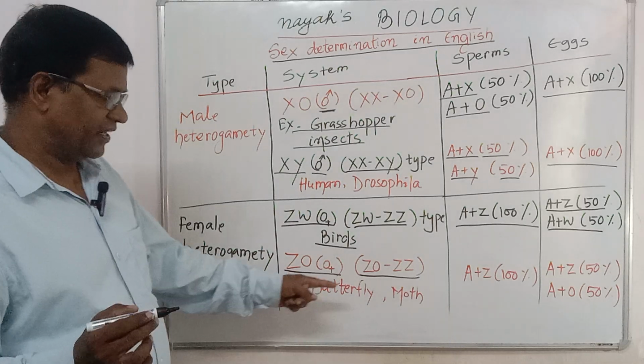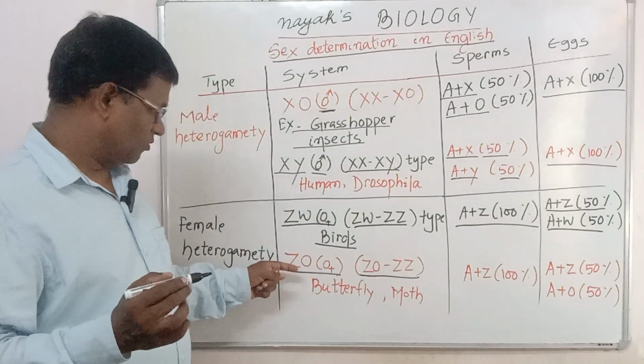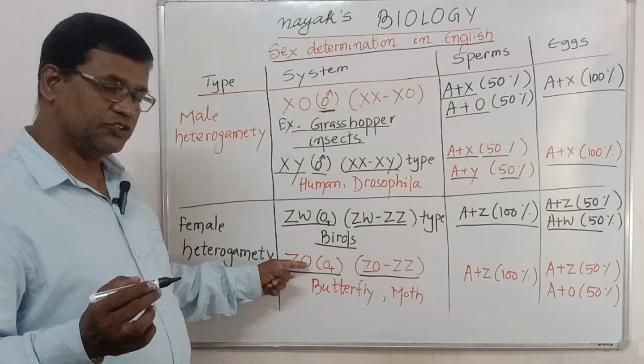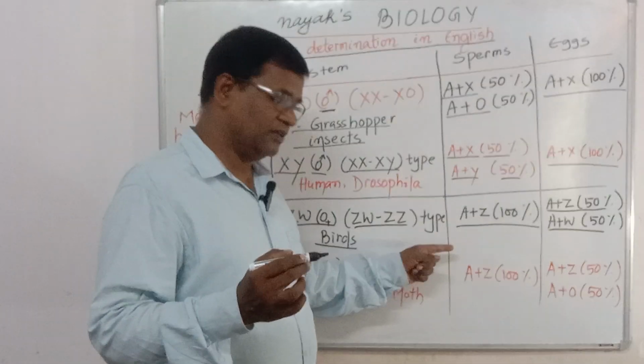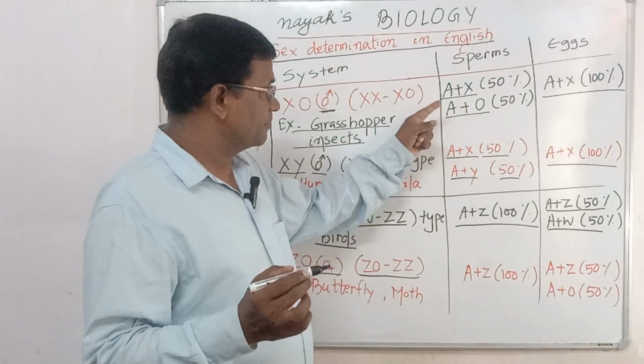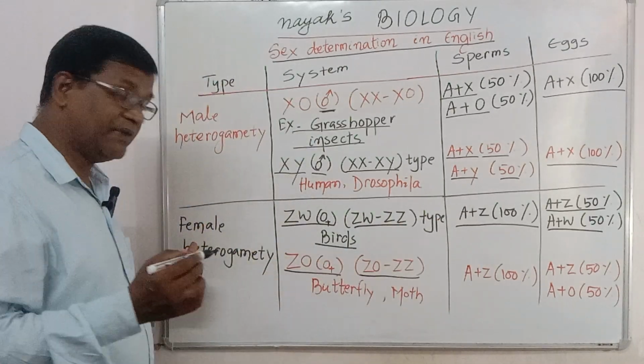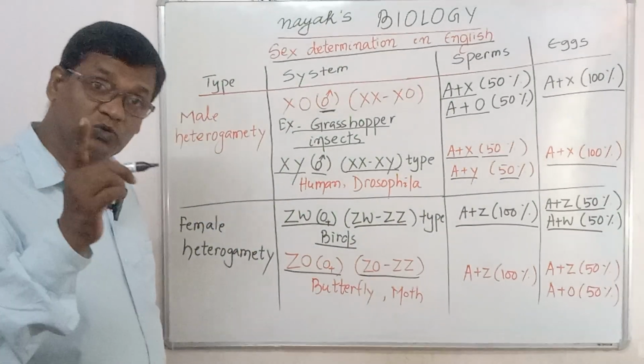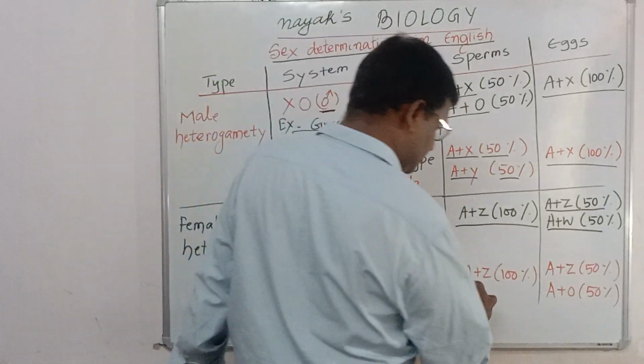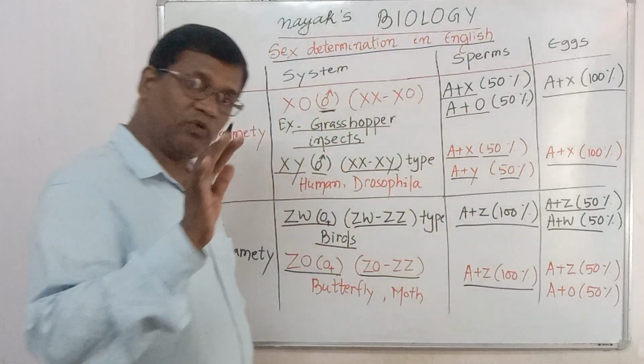Where is it found? Butterfly and moth. Then what is the female here? ZO. What does ZO mean? That means 100% sperm, as we are reading in female heterogamy, is only one type. That is A plus Z. 100% sperm is only one type.